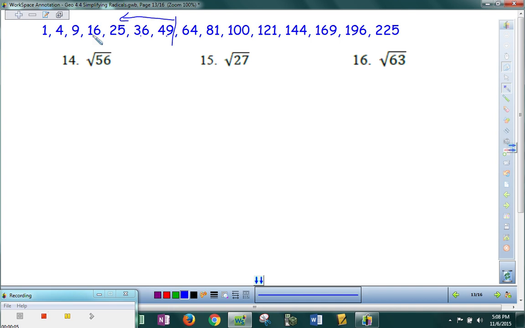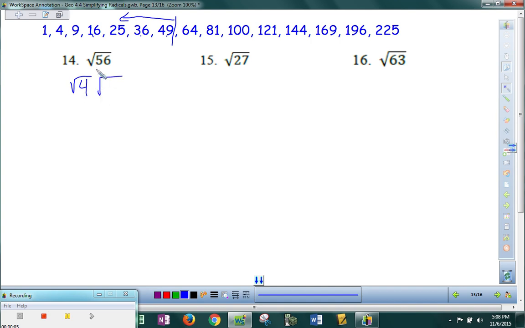If you're ever not sure, go ahead and type that in your calculator. Do 56 divided by 16 and see if it goes in evenly. In this case it does not, so we have to keep going. What about 9? Again, it does not. Keep going. 4. Does 4 go into 56 evenly? And in this case, it does.